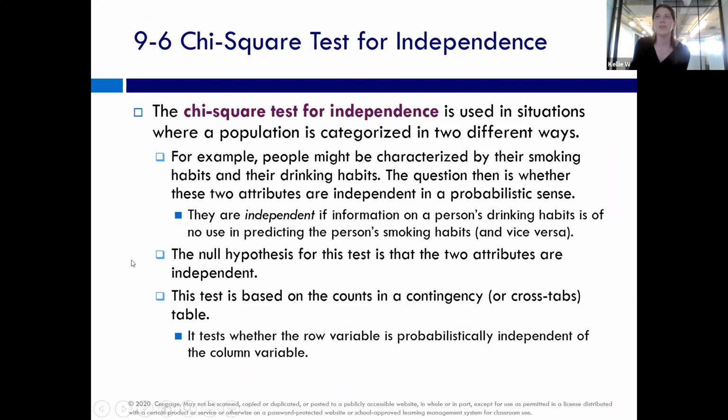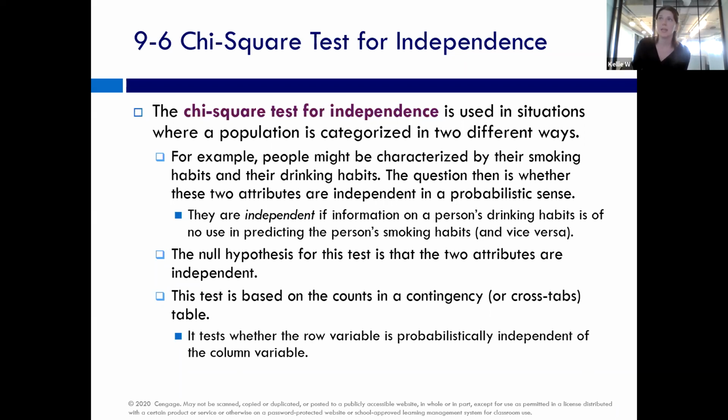Another test we can do is a chi-square test for independence. In this situation, we would want to know if a population that's categorized in two different ways has attributes that are independent. So if we had people who are characterized by whether or not they smoke and whether or not they drink, we might want to see if those attributes for that population are independent.